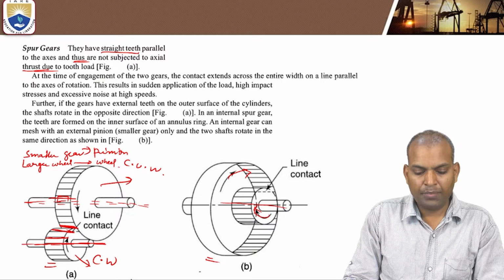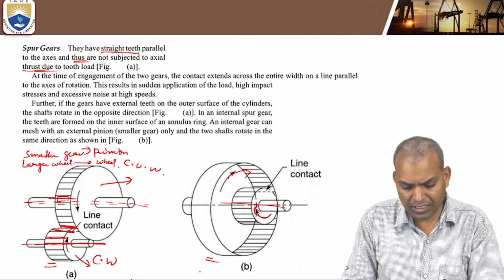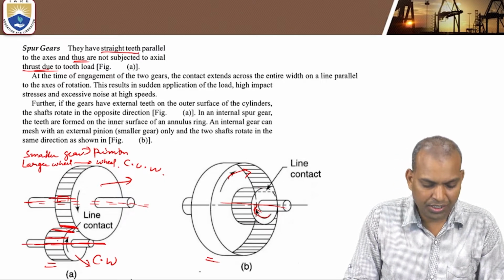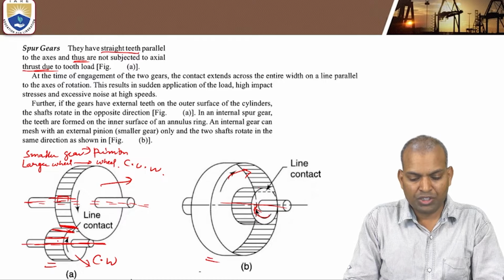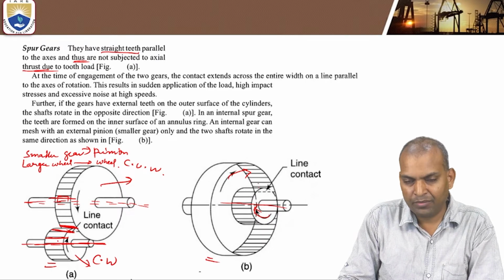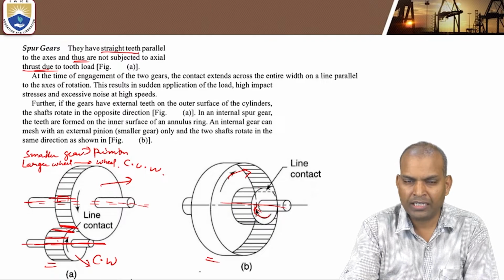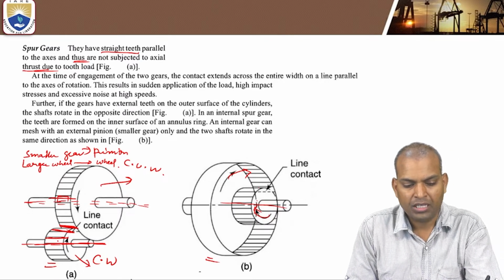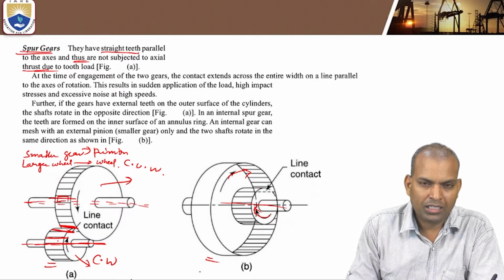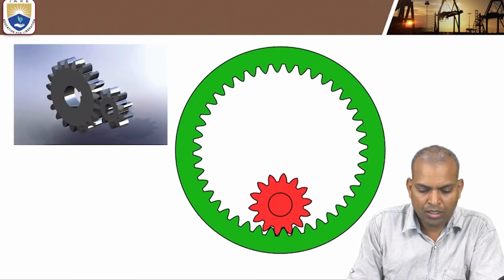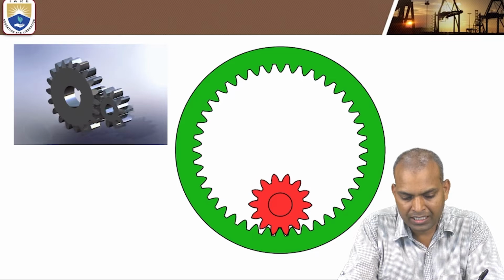Okay, this is the meaning. Here it is internal meshing, and figure A indicates external meshing. Internal meshing transmits the same direction. Both the pinion and gear rotate in the same direction. That is the first category under parallel shafts: the spur gears. So these are the motions of the spur gears.